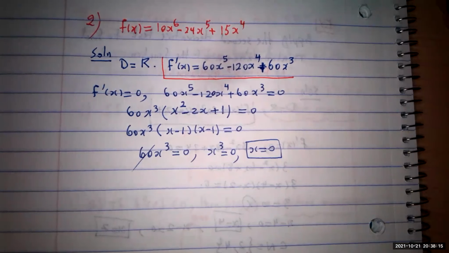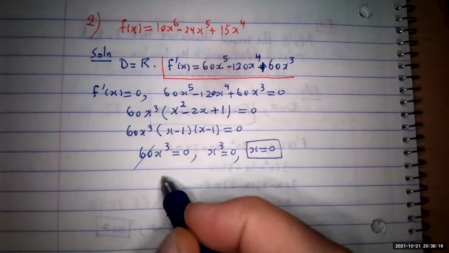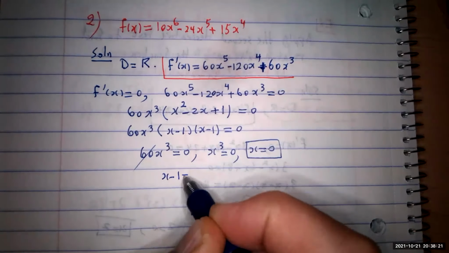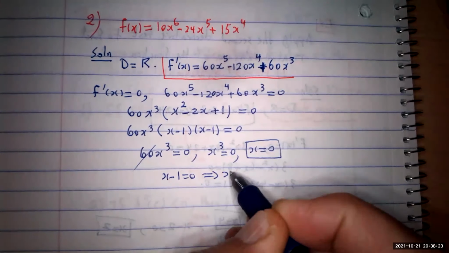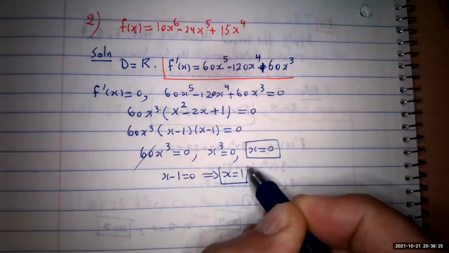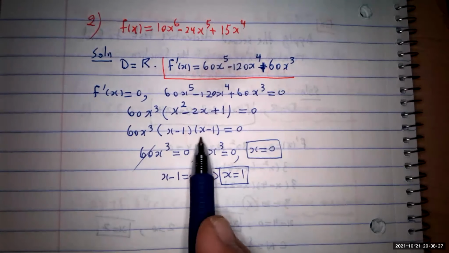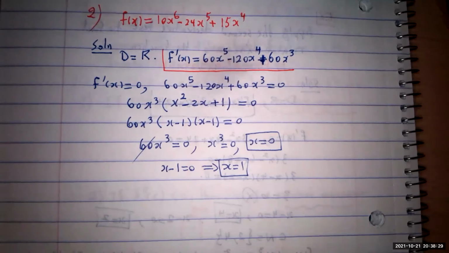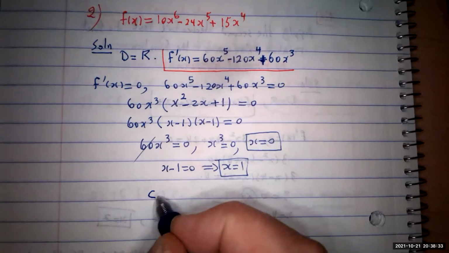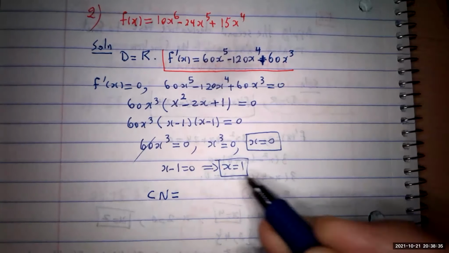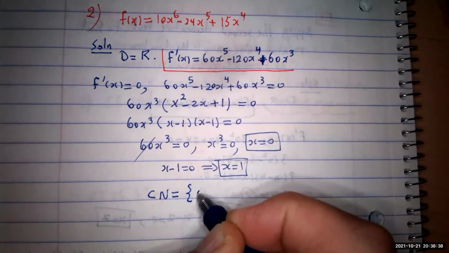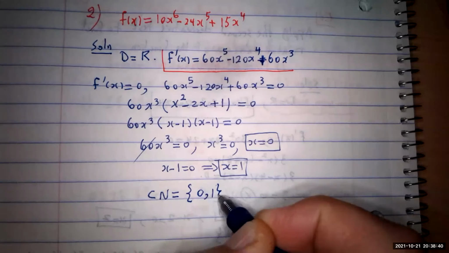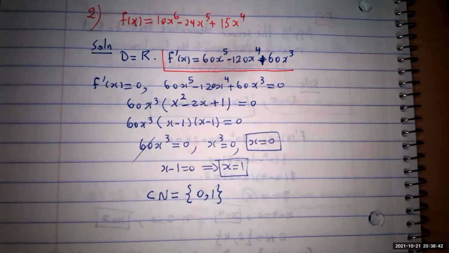Any question? Now we have more factors. We have x minus 1 equal to 0, so that gives you x equal to 1. And the factors are the same, so we get only one number. So these are going to be our critical numbers: two numbers, 0 and 1. That's step one. Any question?